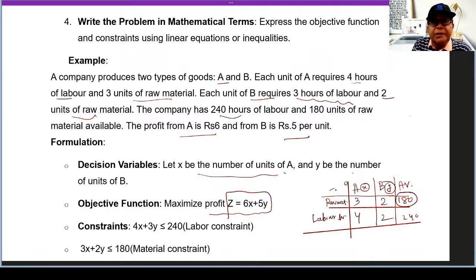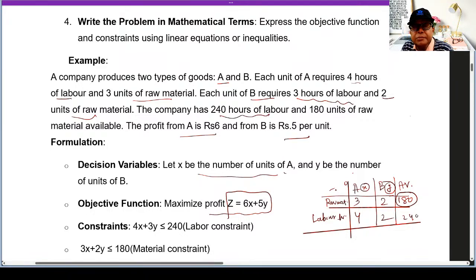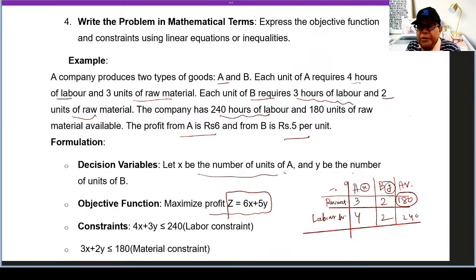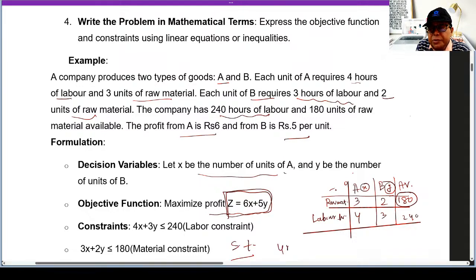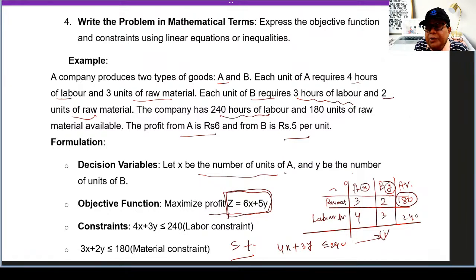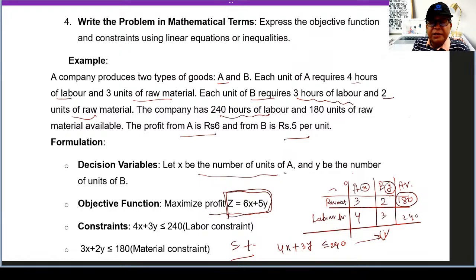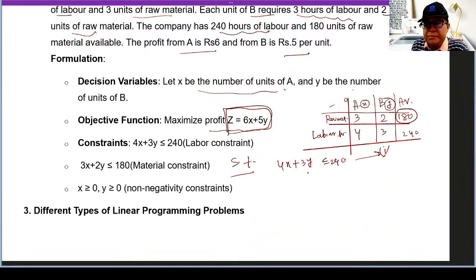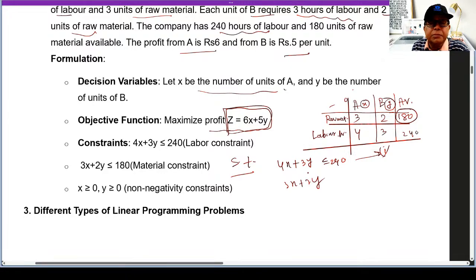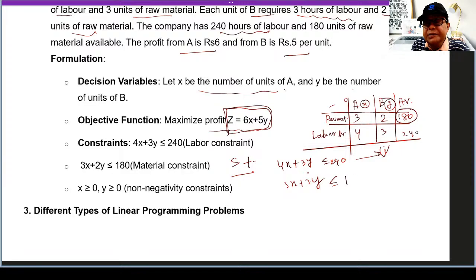First one, this 240 hour is labor hour given, no? So you must take care. Labor hour, how much required for A? 4. And for this one, for B, 3. Check once. So this maximize Z equal to this, subject to 4x plus 3y less than equal to 240. And raw material, that is 3x plus 2y, this will be less than equal to 180.